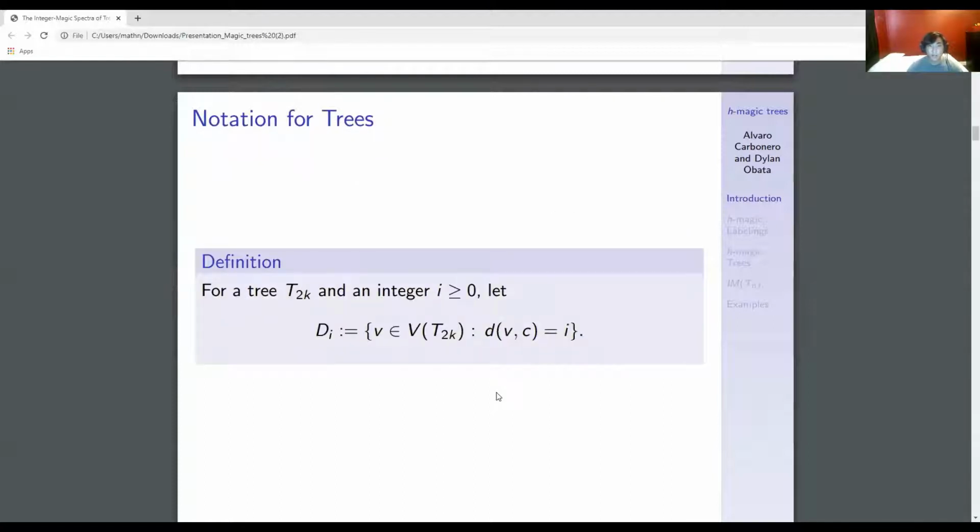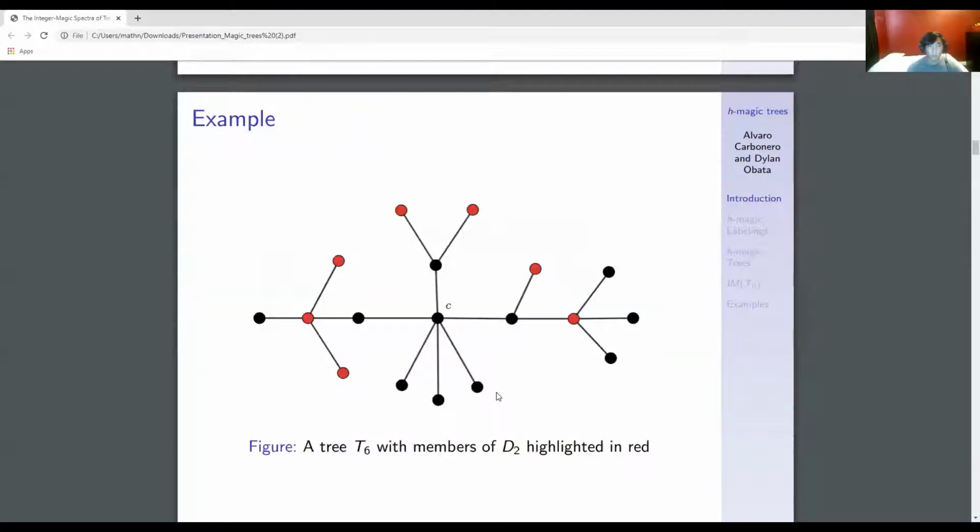So to address the first research question, we introduced some new notation. For the sake of this presentation, we will only present the even diameter definitions. So for a tree of even diameter, D_i is defined as the set of all vertices distance i away from the center. Here's an example. Here we have a tree of diameter 6 with the center being marked by C. And all of the vertices highlighted in red belong to the set D_2, the set of all vertices distance 2 away from the center.